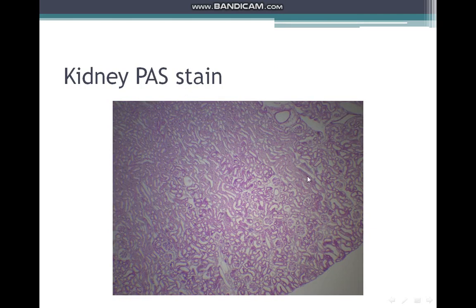In the PAS stain, also in the cortex, we can identify the renal corpuscles within the cortex, and we have extension of medullary tissue toward the cortex. This is the medullary region. It is devoid of renal corpuscles, while the cortical region contains the renal corpuscles, and we can identify extension of medullary tissue toward the cortex.